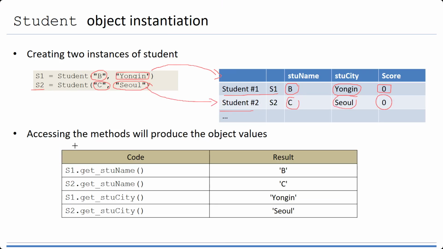Okay. And when we want to access the methods, then we have S1 get student name, we will get P. When you call S2 get student name, you will get C. When you call S1 get student city, you will get Yongin. And when you call the get student city of S2, you will get Seoul. Okay. Now let's check.